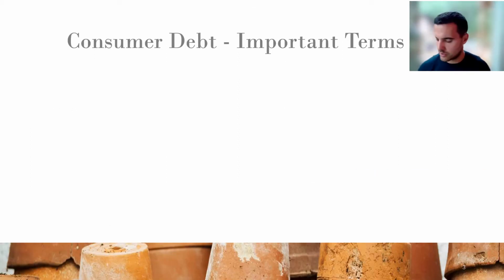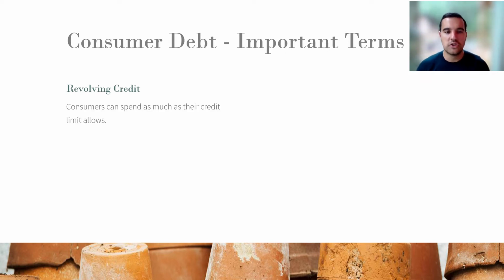Now for consumer debt, here are some important terms we need to understand. The first thing is understanding revolving credit. You might see this sometimes, and sometimes credit card companies or personal loan lenders might not show this. Revolving credit just means that the credit can change each month. Credit cards are the best example because consumers can spend as much as their credit limit allows. So I can spend $900 this month and $700 next month, if my limit is $1,000 each month, and I can spend as much as I want up to that limit, of course. And it resets each month.